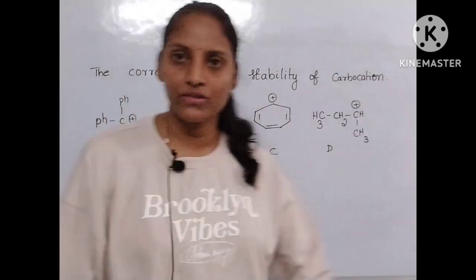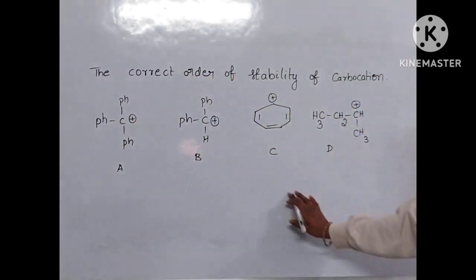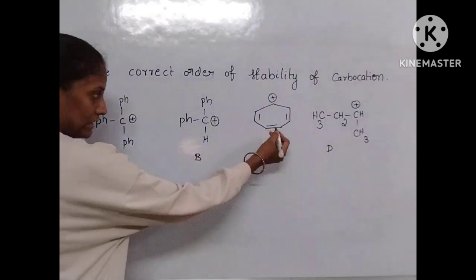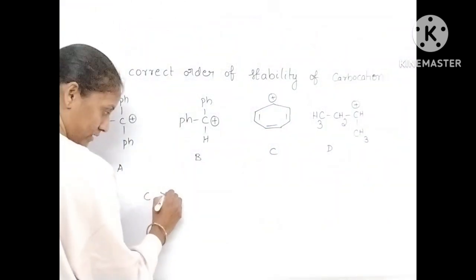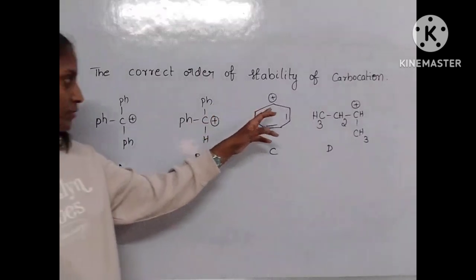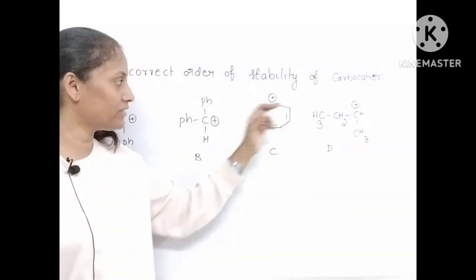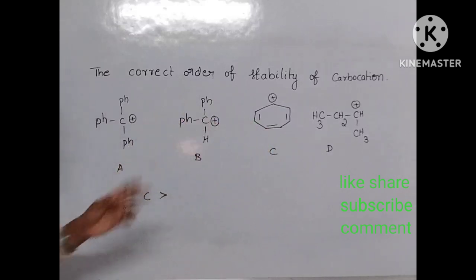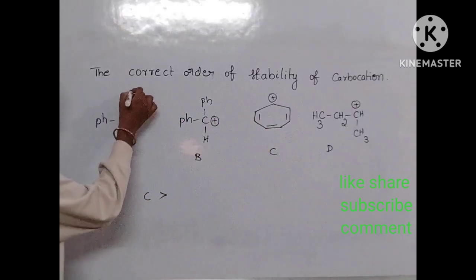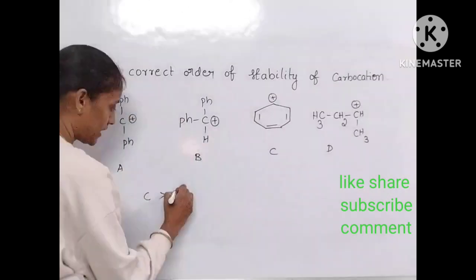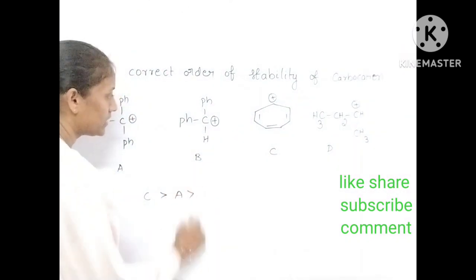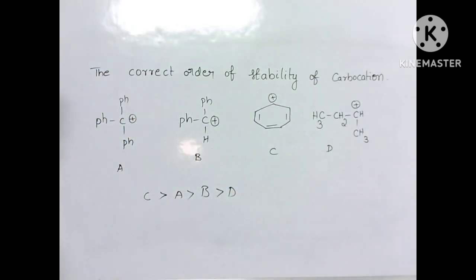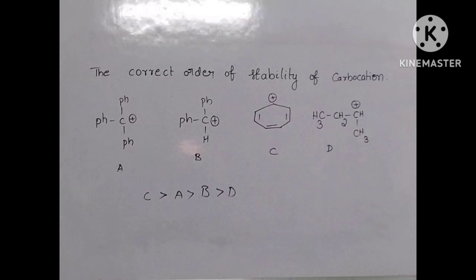In this question also you need to identify the most stable carbocation and also the correct order. See this one here, C comes first. C is the most stable. How many carbons are here? 1, 2, 3, 4, 5, 6, 7. See, this one is a triene and also aromatic. After that, the triphenyl carbocation, that means A. And after that this one, B, the diphenyl carbocation, and then after that D. So this is also one of the most important questions.